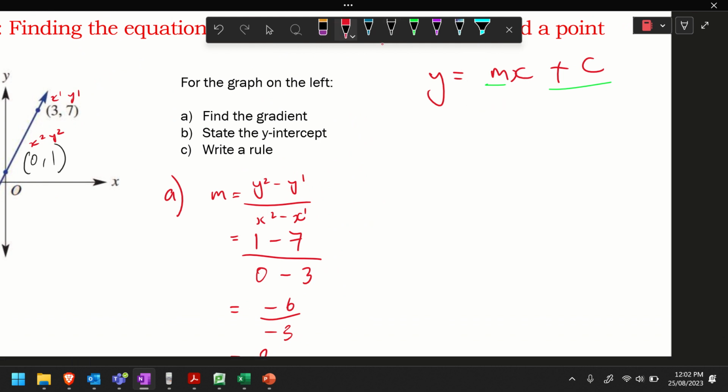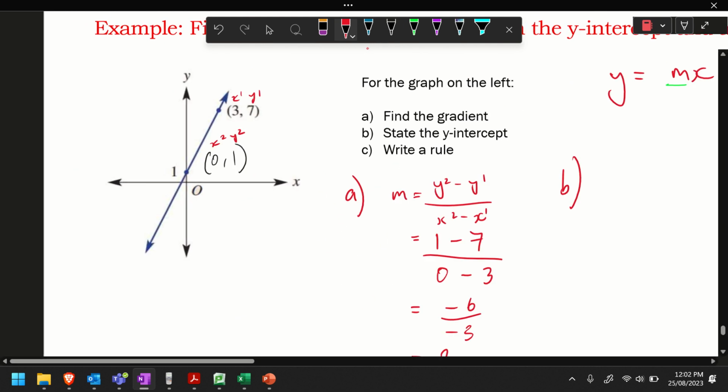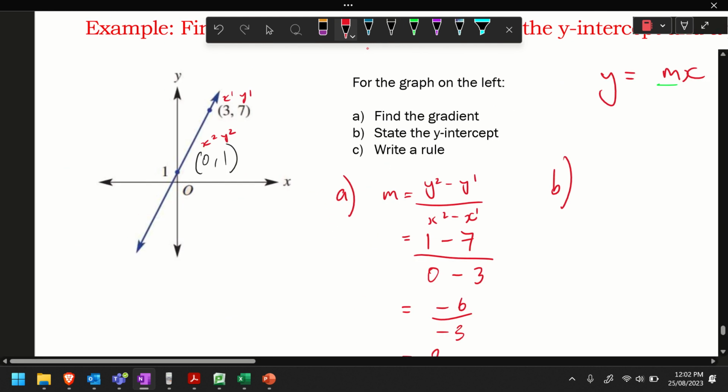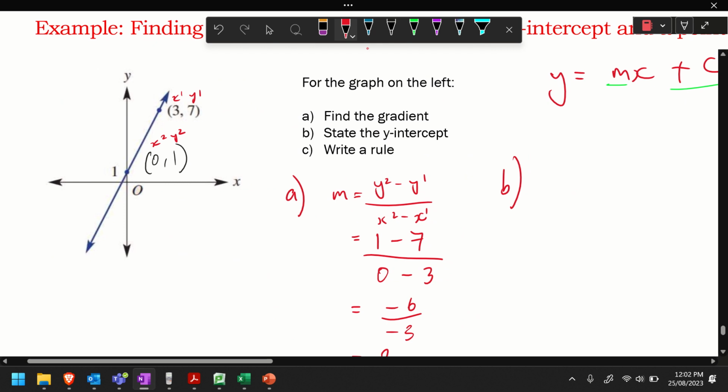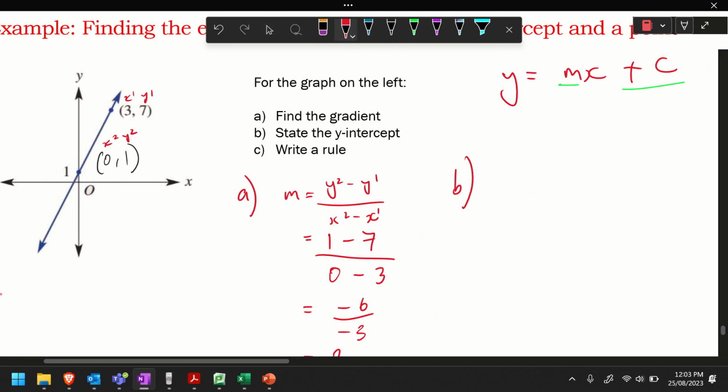Okay, next question is part B. We're looking for the y-intercept. That's really easy because it's already there. It's already told us what it is. What's the y-intercept in this graph? 1. So the y-intercept is 1.